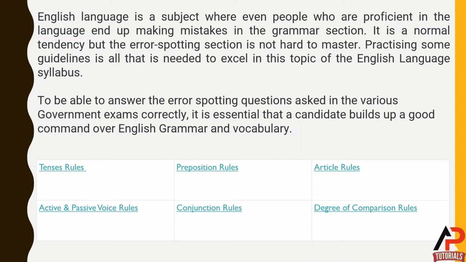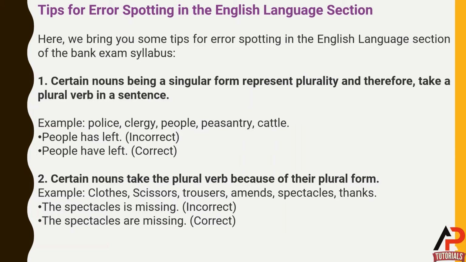So here are the topics which you should know to solve the spotting error questions: tenses rules, preposition rules, article rules, active and passive voice rules, conjunction rules, degree of comparison rules. In our channel we have uploaded all these videos, so you can go there and take full advantage of these videos. Now here are some tips for error spotting in the English language section.